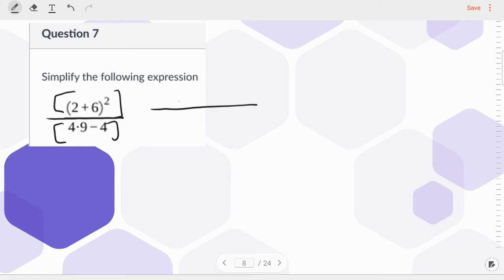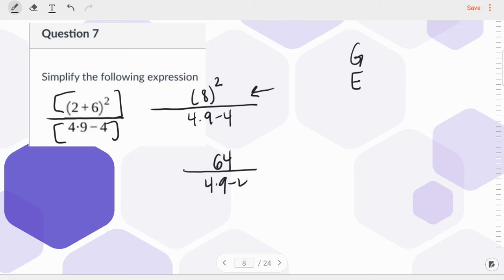So here's my big fraction bar. Simplifying the top. Well, in the top, there are grouping symbols, so I'm going to do that first. 6 plus 2 is 8. So 8 squared. And I'm bringing down the bottom. Okay, any more grouping symbols in the top? Remember, we're continuing to work on the top. Nope, there are exponents though. So I'm going to work on that exponent. Bringing down a new fraction. 8 squared is 64. That goes back on top. The bottom remains the same until I'm ready to work with it.